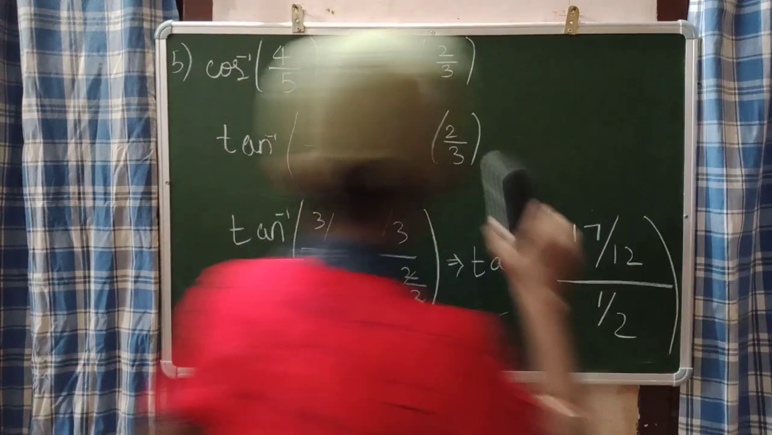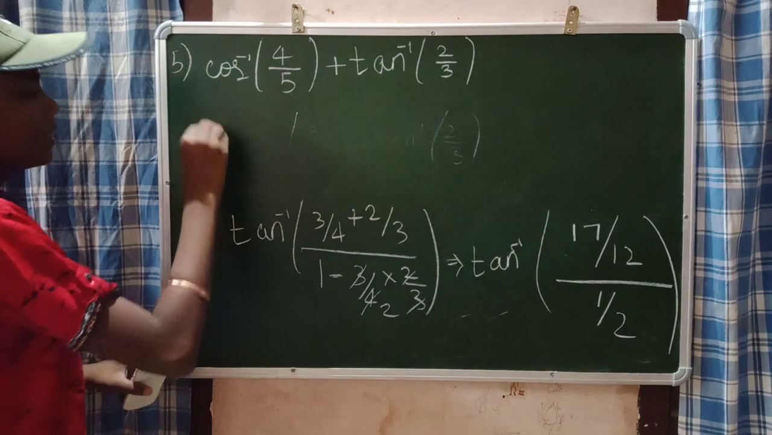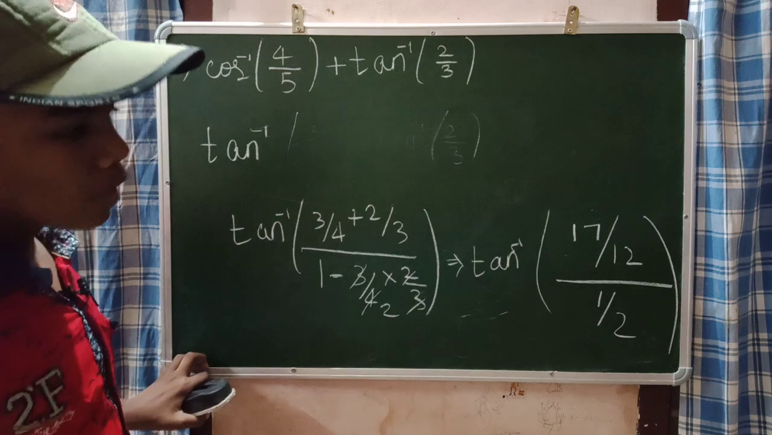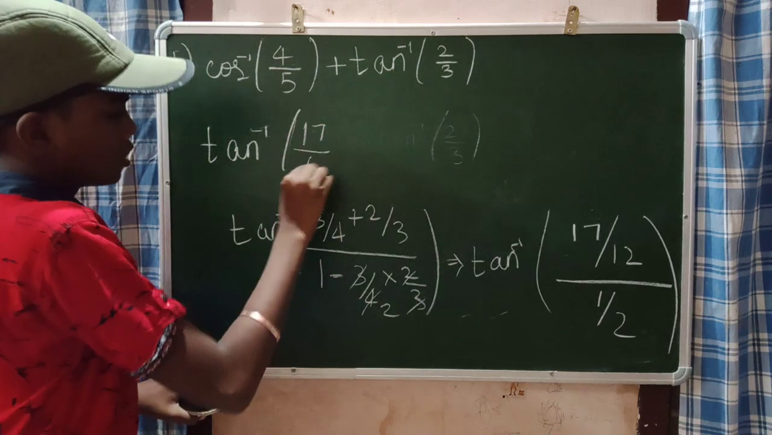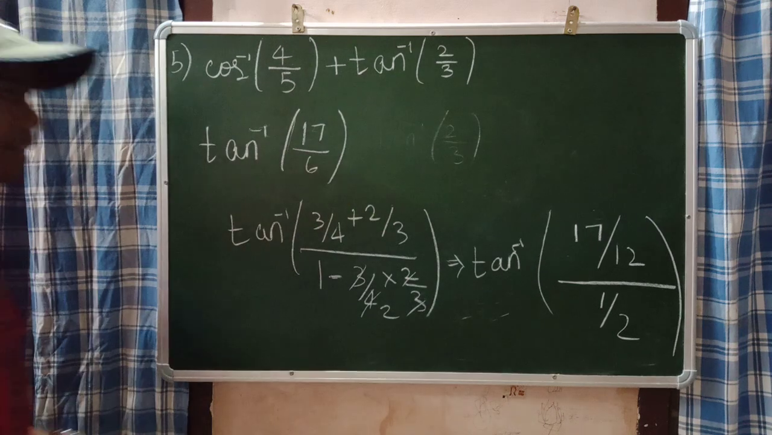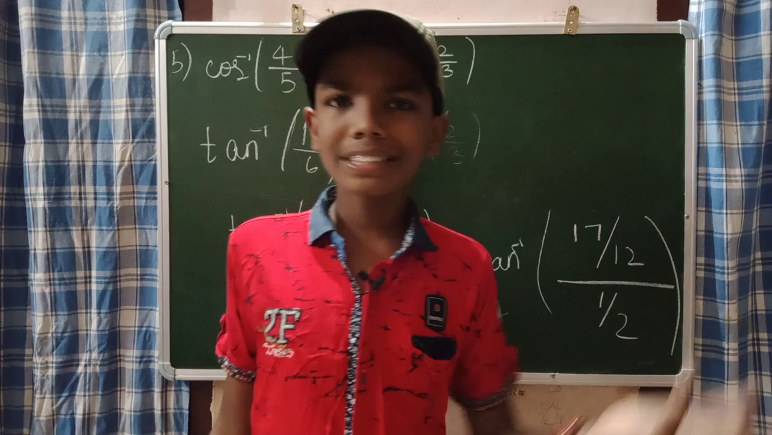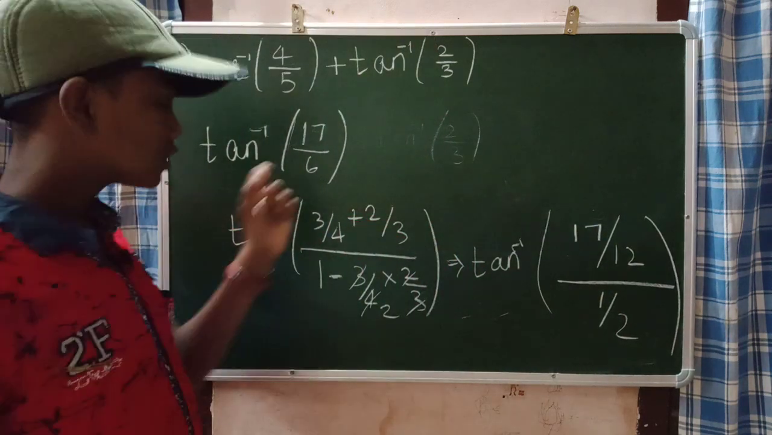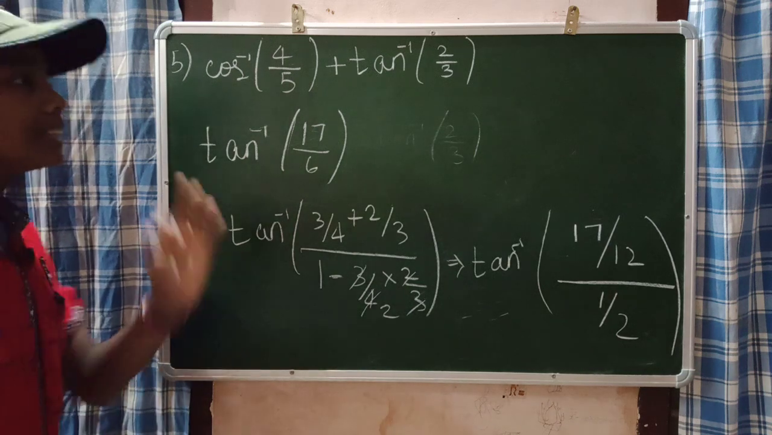And when you simplify, what you will get is tan inverse of 17 by 12 divided by 1 by 2, which will be 17 by 6. So that's the answer, guys. You don't need to find a value for this. Tan inverse of 17 by 6 will be the option. Just choose your option. So how I did this was just the formula.